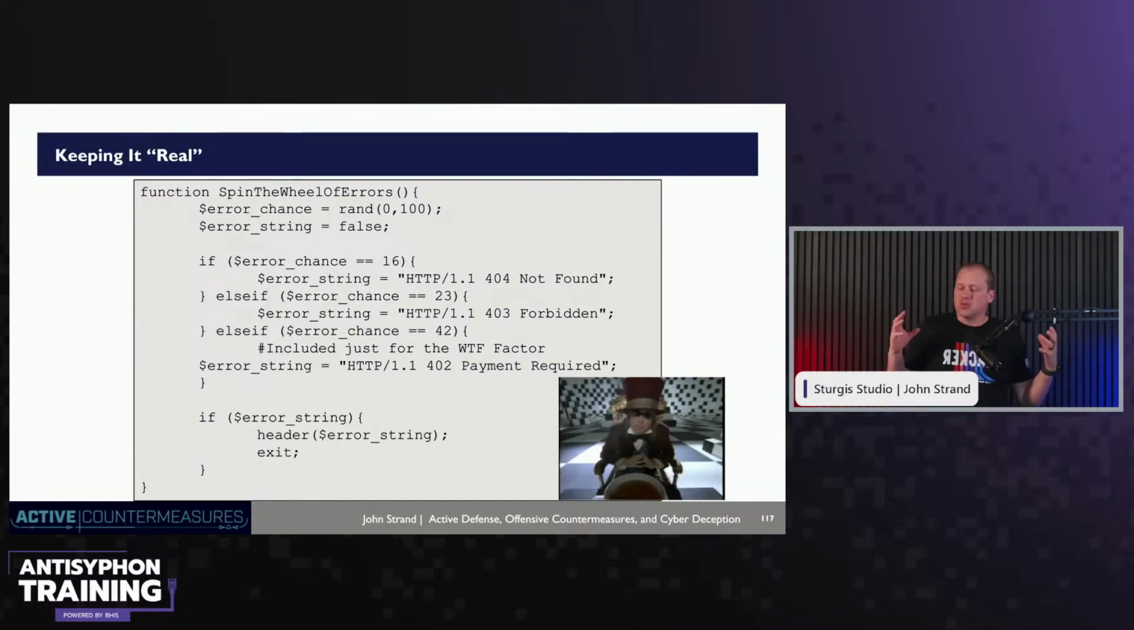So imagine that you have a great big 100-sided dice that you play Dungeons and Dragons with, a huge dice. Now, anytime anyone connects, if they land on 16, it gives you 404 not found. If it lands on 23, it says 403 forbidden. If it hits 42, it says 402 payment required. Why is it doing this?